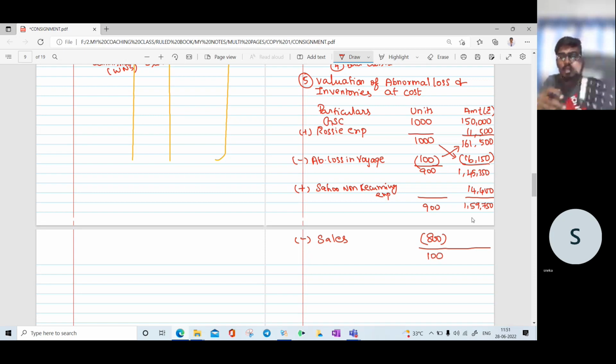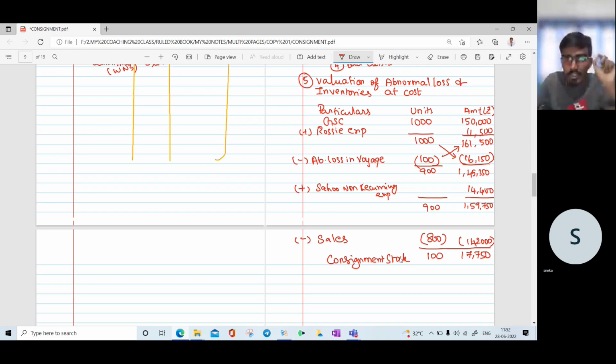So we need to do a cross multiply. 1,59,750 into 800 divided by 900. You will get 1,42,000. 1,42,000 minus 1,59,750. You will get 17,750. This is your consignment stock or inventories on consignment. Consignment stock at cost price.